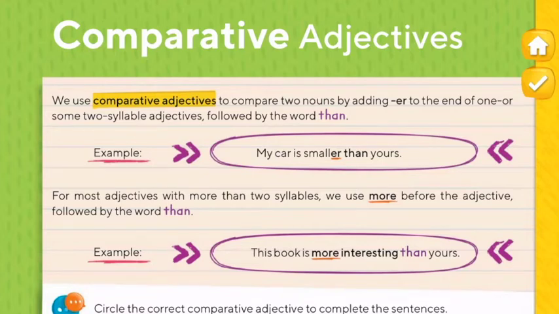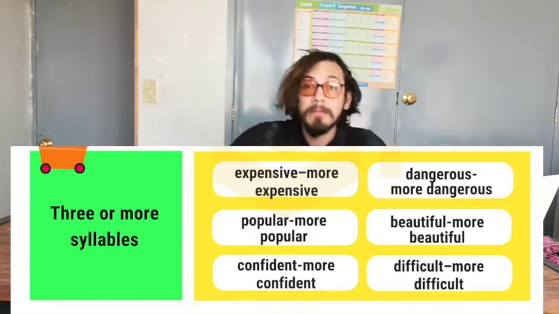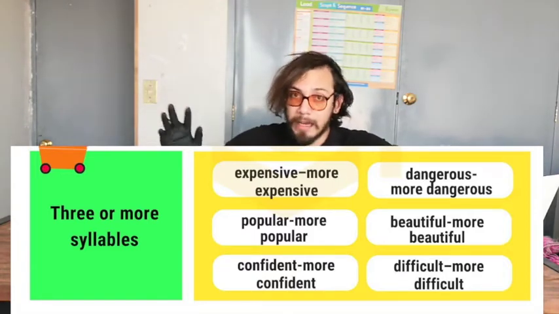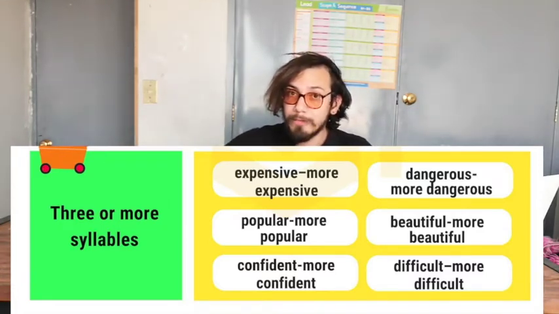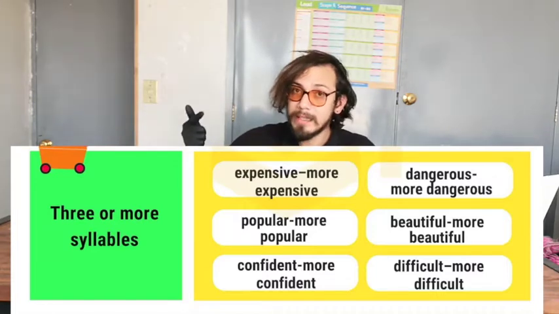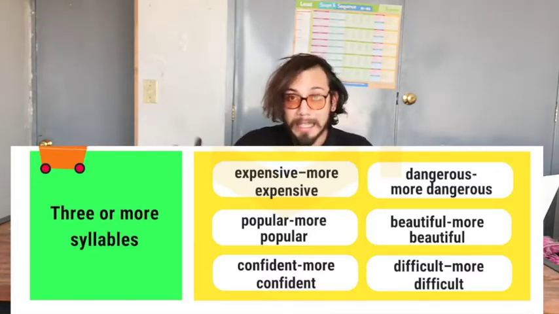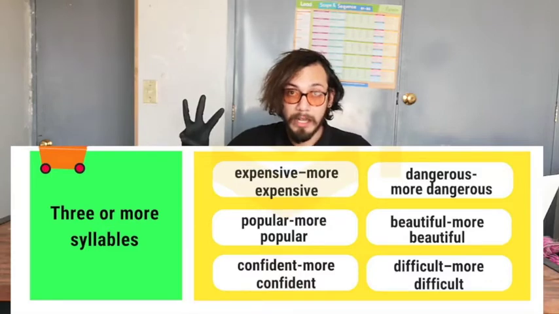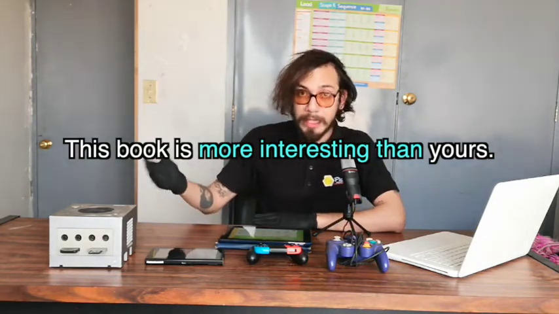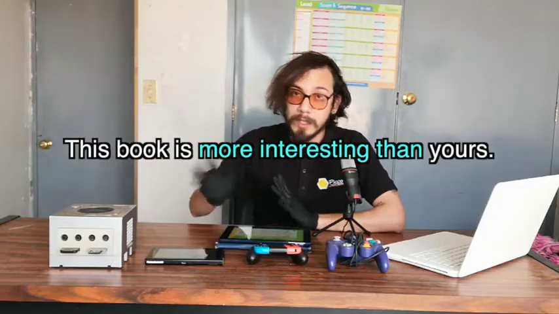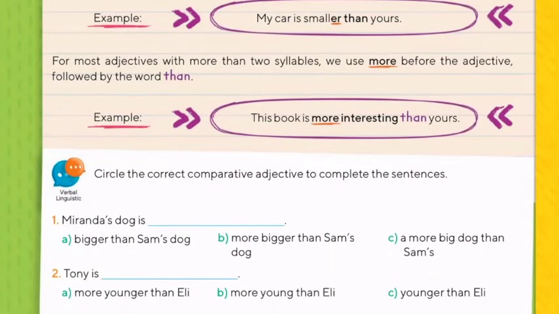Alright? So, when you have an adjective with 2 or more than 2 syllables, you are going to use more, adjective, and than. For example, interesting. Interesting, how many syllables does it have? Interesting. 3 syllables. So we use more. Excellent. For example, this book is more interesting than yours. Simply as that. Okay, let's continue with the activity number 1.